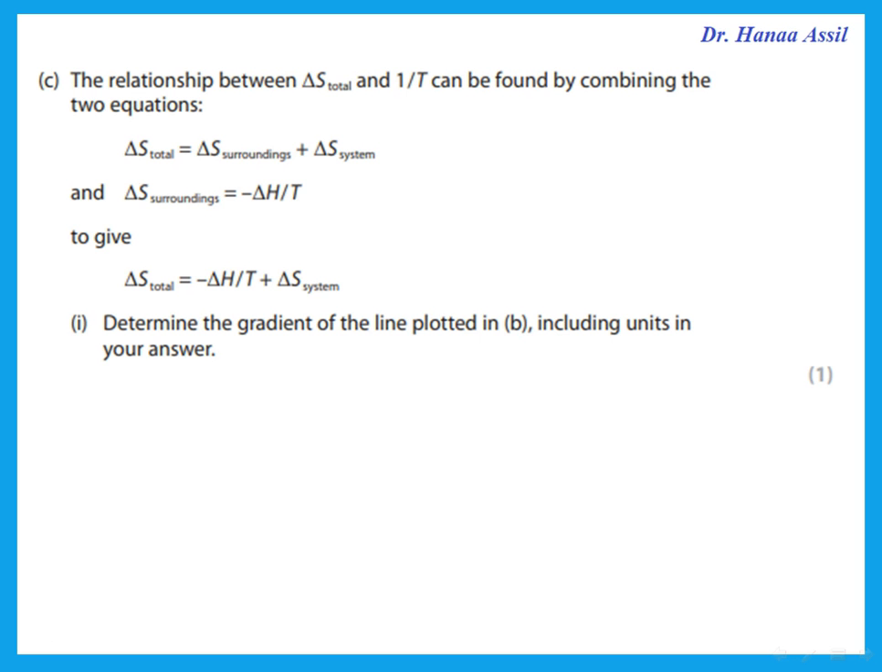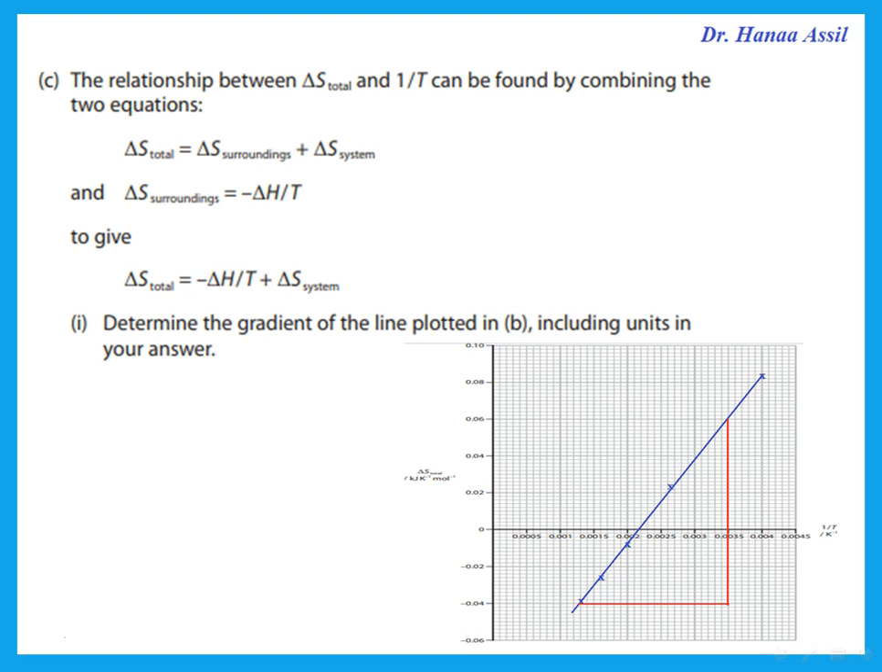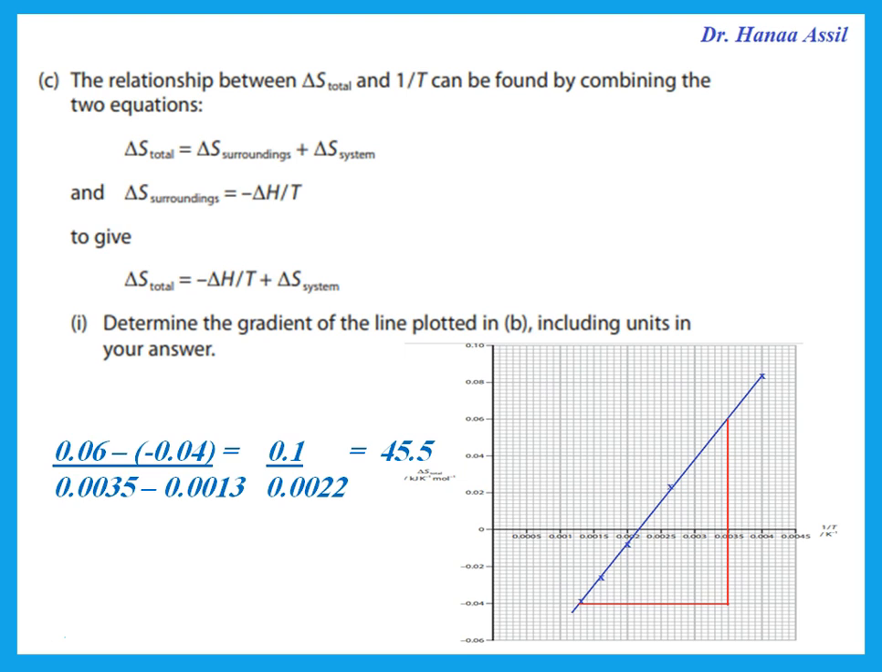Then he says the relationship between delta S total and 1 over T can be found by combining two equations. We already know that delta S total is delta S surroundings plus delta S system, and delta S surroundings is minus delta H over T. So that means that delta S total is minus delta H over T plus delta S system. So if we have this graph, this is the graph of what? Of delta S total versus 1 over T. So you should realize that if I get the gradient, then the gradient is the minus delta H. So the gradient, we get it in the normal way.